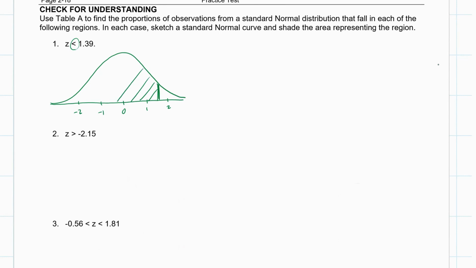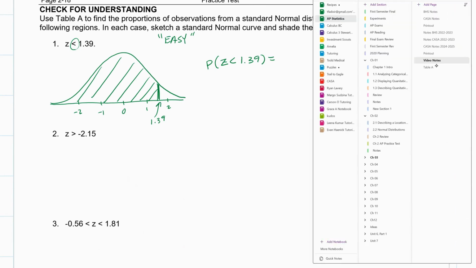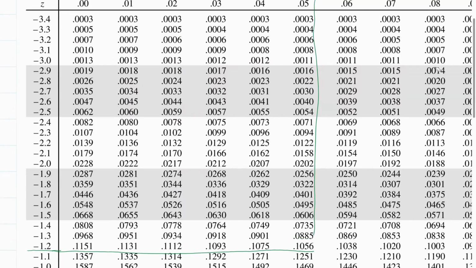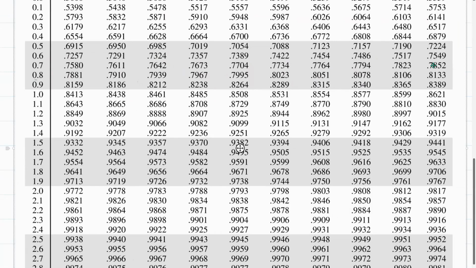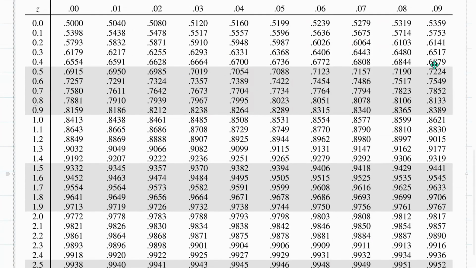So I'm looking for this area below that 1.39. This is an easy problem in that I am simply going to write the answer found in table A. Let's go look up 1.39 in table A. So look at 1.3, and then 9 is all the way over to here. So that number looks like it is 0.9177.